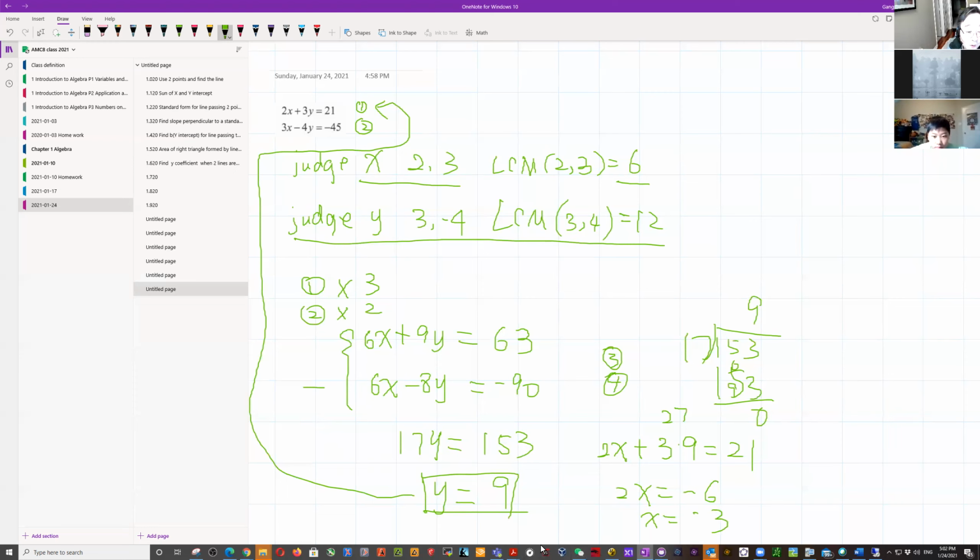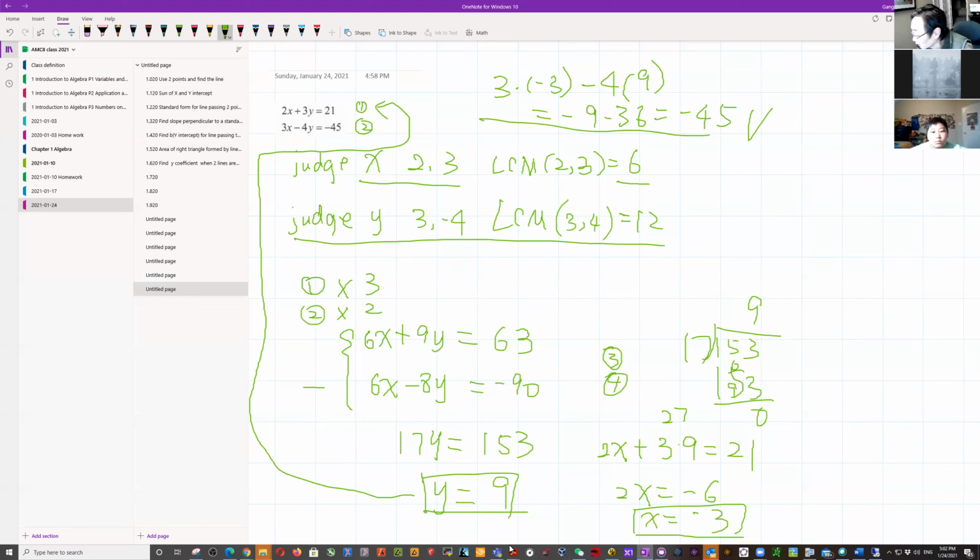So we plugged into this, and we actually need to plug the answer back in to double check. So plug into the second equation, and 3 multiplied by -3 minus 4 multiplied by 9 is equal to -9 minus 36 equals -45. So that checks.